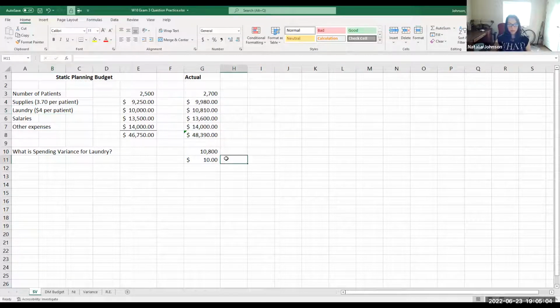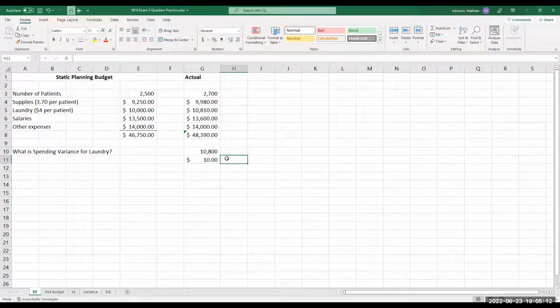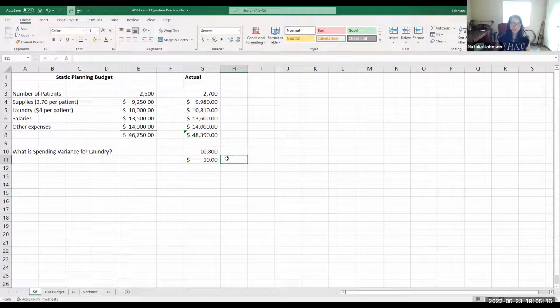Would that be a variance that is favorable or unfavorable? Well, they spent more, so that would be unfavorable. Yeah, perfect.